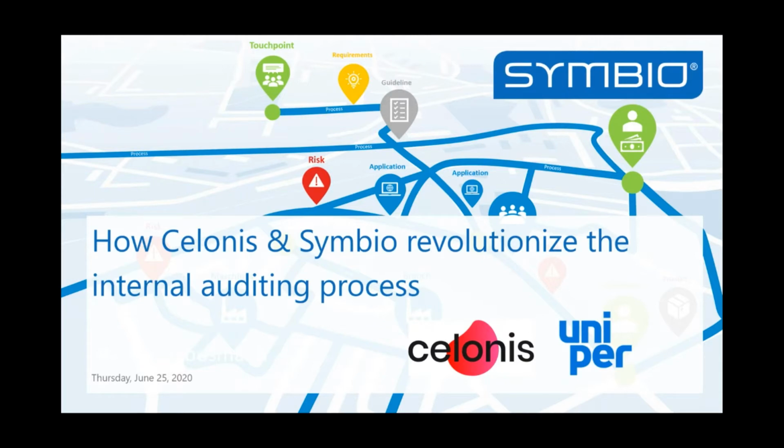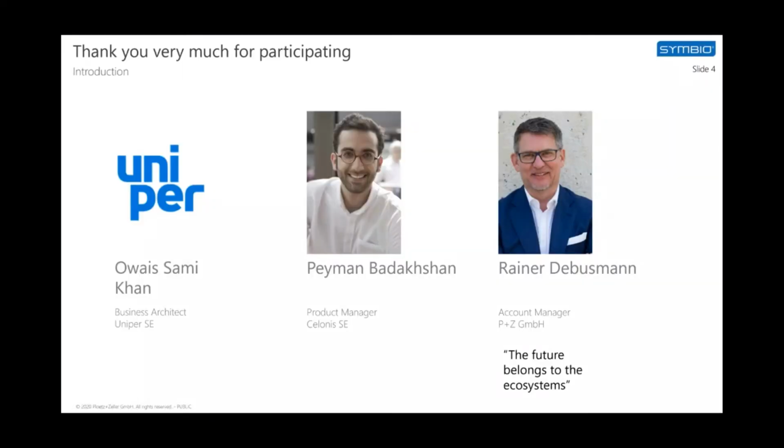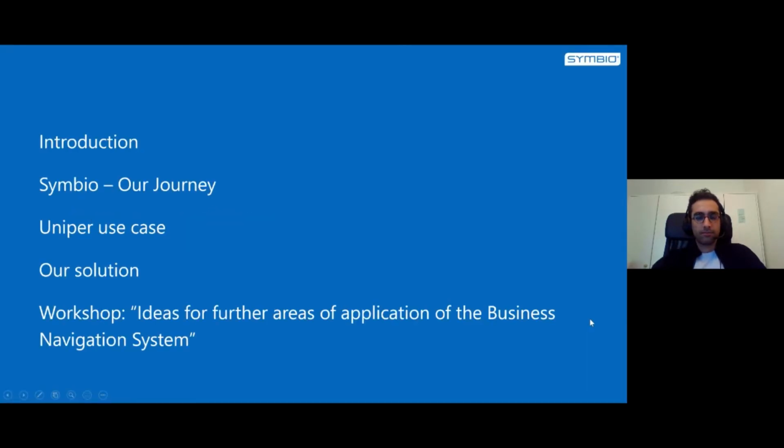So welcome to the third keynote with the title How Celonis and Symbio Revolutionize the Internal Auditing Process. And we mean the internal auditing process at Uniper. So we have two guests, and I'm very happy to have them here. The first one is Owais Sami Khan from Uniper, our customer, and Peyman Badakhshan from Celonis, our partner. And let's go back to the agenda.